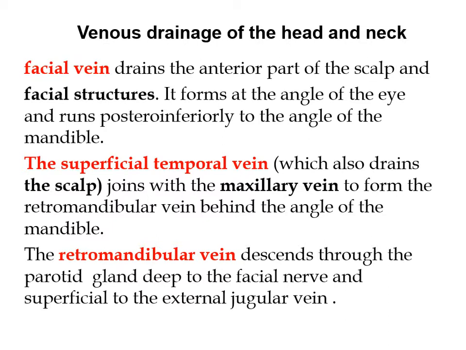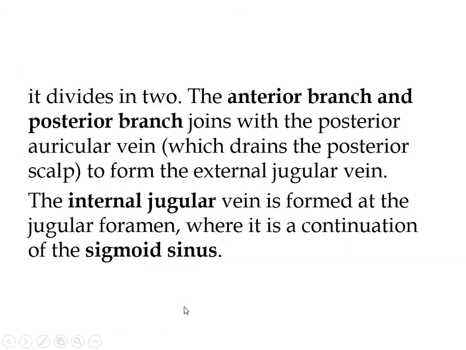Venous drainage of the head and the neck is the facial vein, superficial temporal vein, and retromandibular vein. Facial drains the facial structures, while the superficial temporal drains the scalp, and the retromandibular vein descends through the parotid gland, deep to the facial nerve and superficial to the external jugular vein. So the retromandibular vein is formed and terminated within the parotid. It divides into anterior and posterior branches, and joins with the posterior auricular vein, which drains the posterior scalp, to form the external jugular vein.